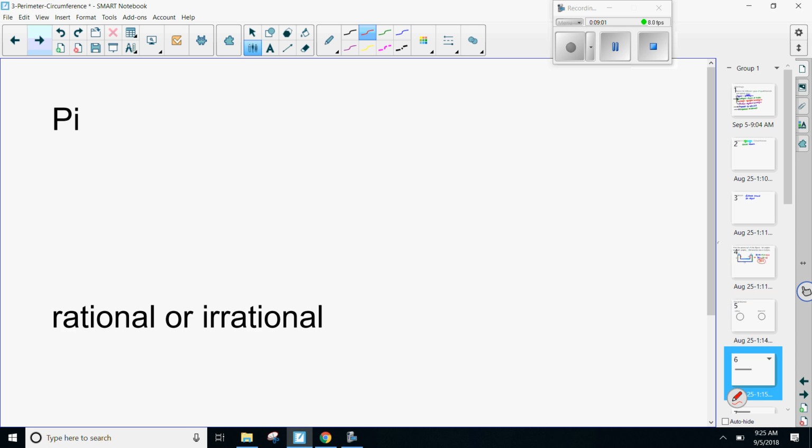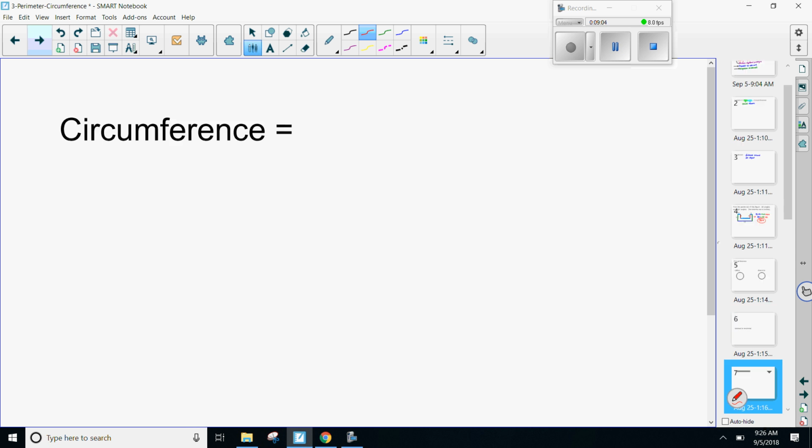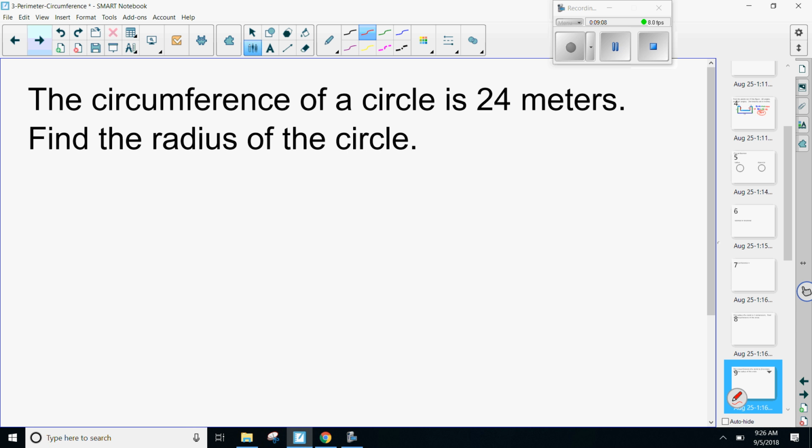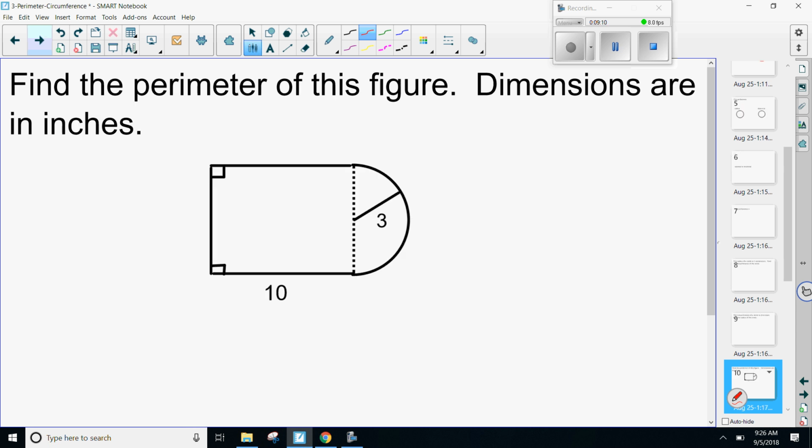What happens though if you get to a figure like this? If you get to a figure like that, we have this curved piece. And it's not as easy because I don't know. I got to calculate what that length of that curved piece is first.